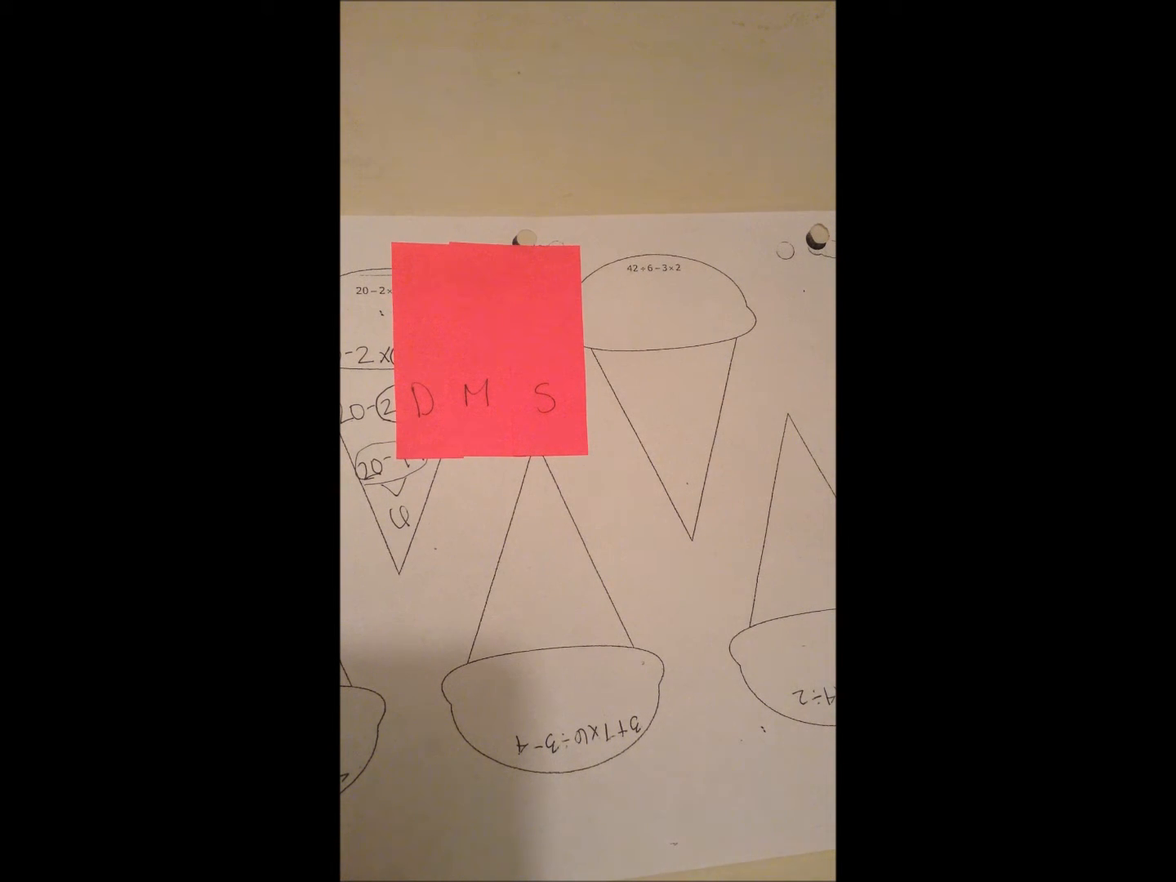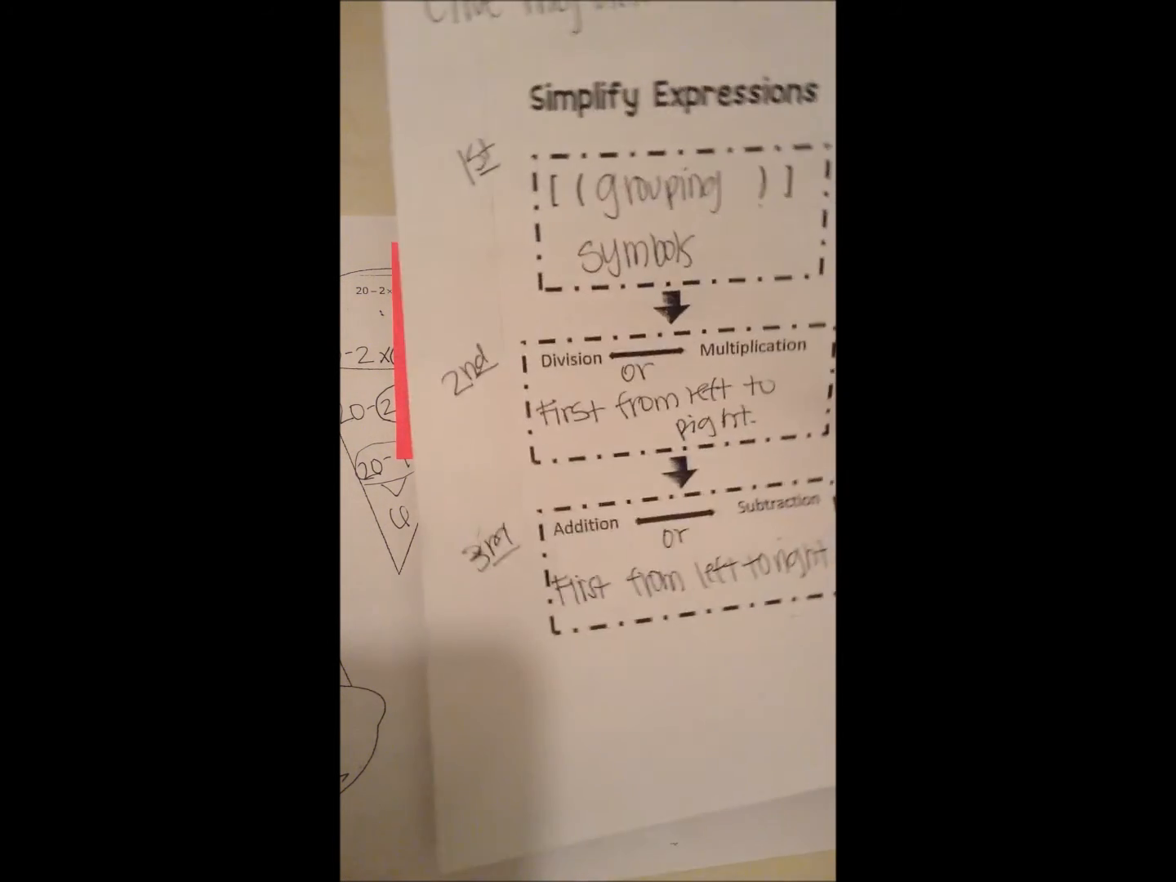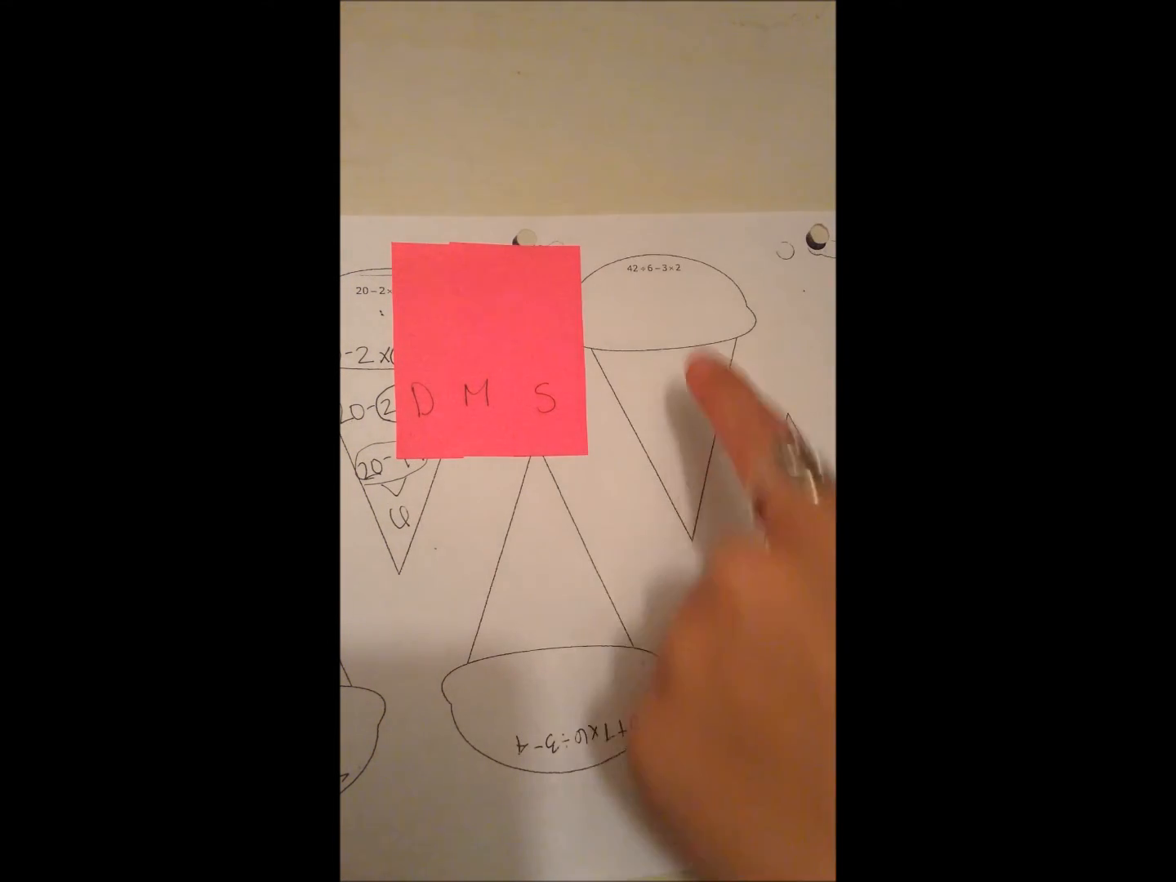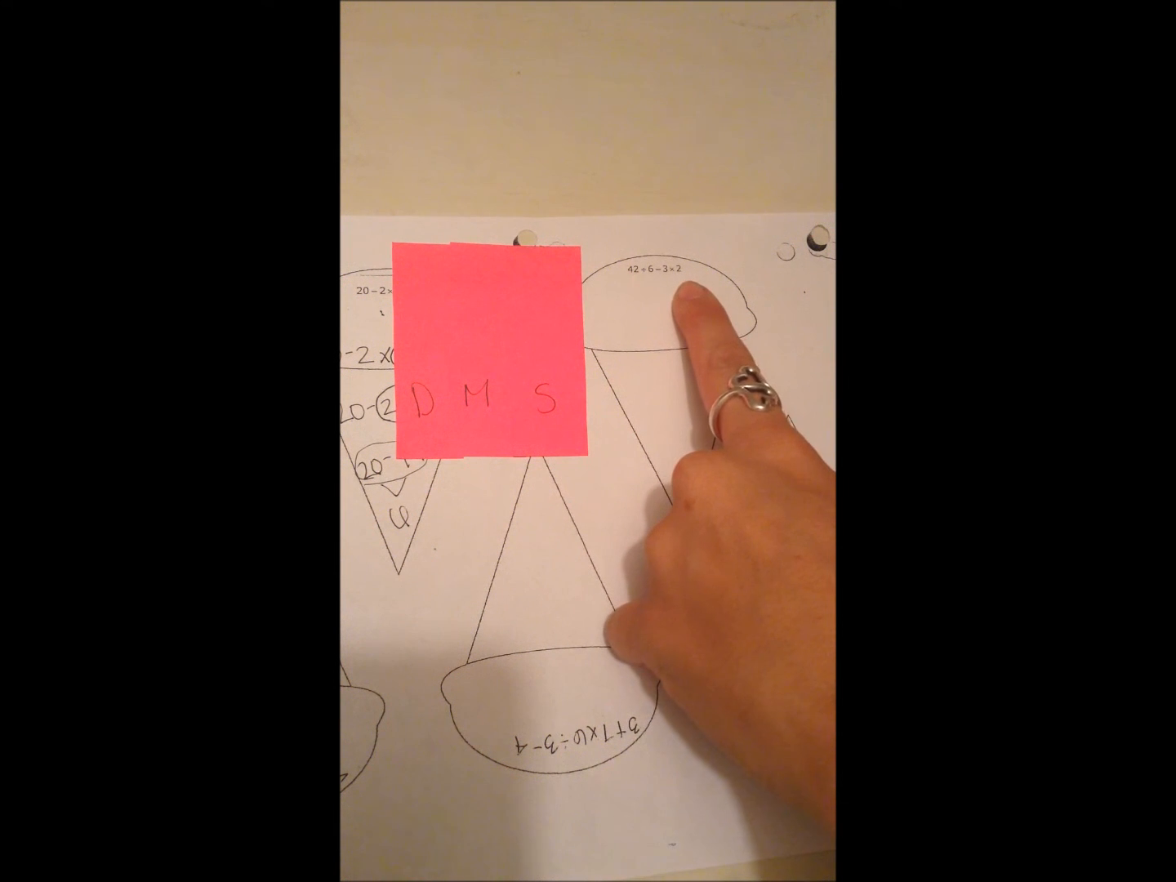Okay, so now that you have made your plan, you know that the first thing you had to do was look and see, did you have any grouping symbols? Well, in this equation, you're thinking, do I see any parentheses or do I see any brackets? And I don't. So I know that I can move down to the next piece of my flowchart.